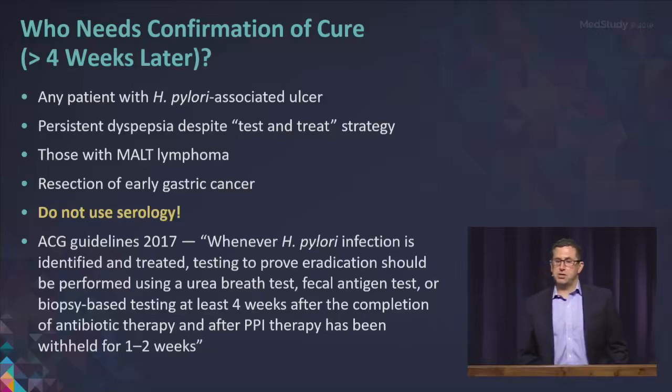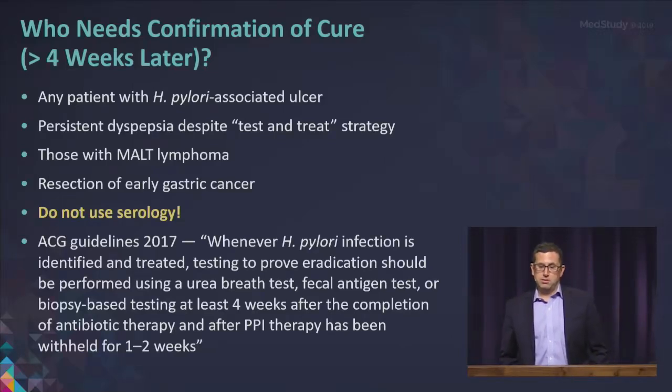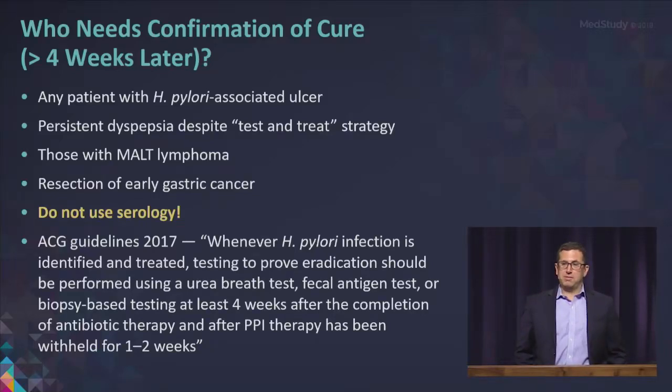So who needs confirmation of cure greater than 4 weeks later? Traditionally it's been any patient with H. pylori associated ulcers, persistent dyspepsia despite test and treat strategies, anyone with MALT lymphoma or gastric cancer. Again, do not use serologies. Do not use serologies. The ACG guidelines in 2017 take this a step further and they make it pretty simple.